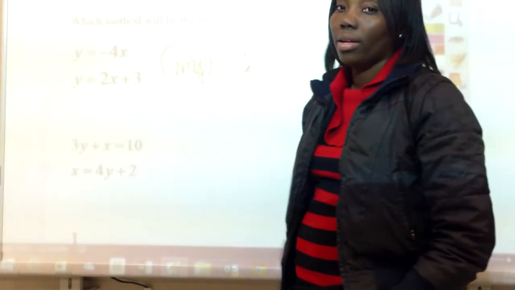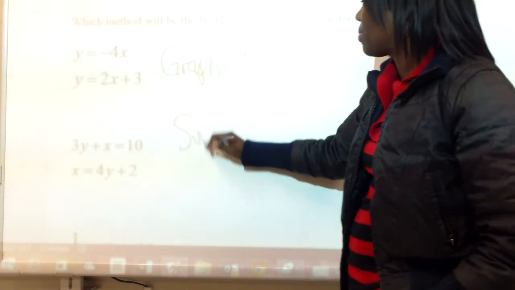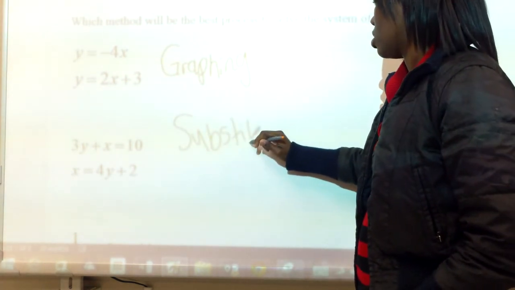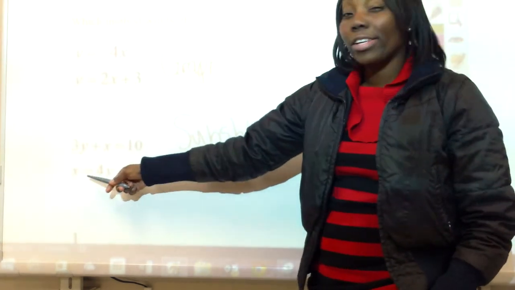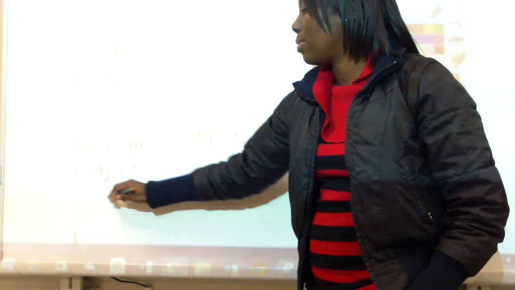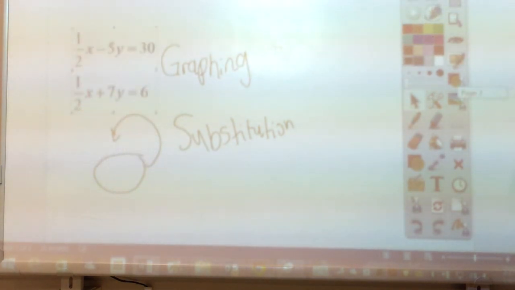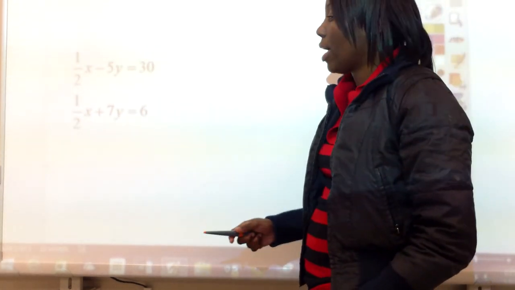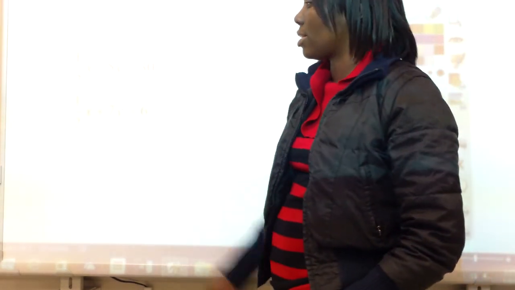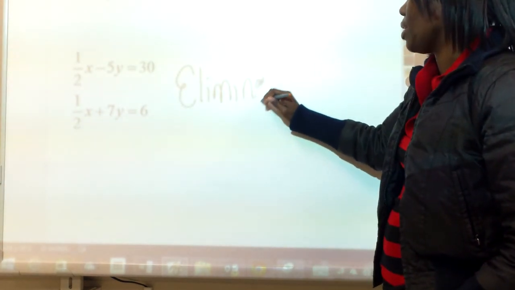On the second one, which one would be the best method? If you answered substitution, you are correct. Substitution, because they already solved for x. So with this problem, it'll be quickest and easiest to just solve and plug in the form for x. And then on the last equation, both of them are in standard form. And we can easily make that half x eliminate itself. So the best method for this one is elimination.